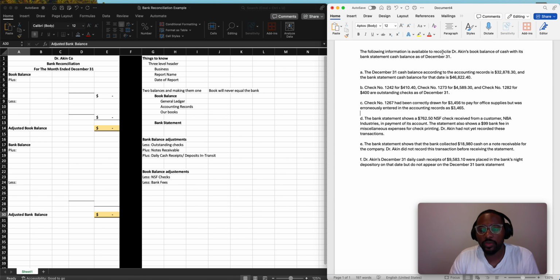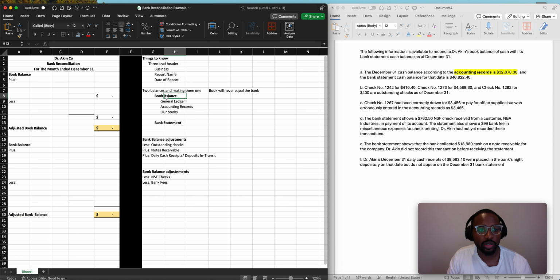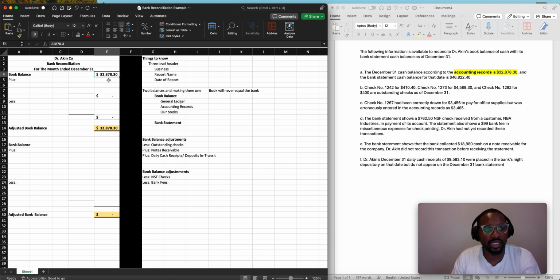So the first, it says the following information is available to reconcile Dr. Atkins' book balance of cash with his bank statement cash balance as of December 31st. On December 31st, cash balance according to what? So you want to highlight that. The cash balance according to the accounting records, right? Accounting records falls under bank or book? It falls under book. So we can come here and put already 32,878.30, right? We can put that in there because we know that this is the balance. Without touching anything, the book balance is 32,878.30.